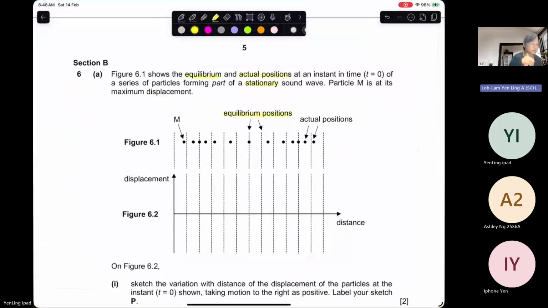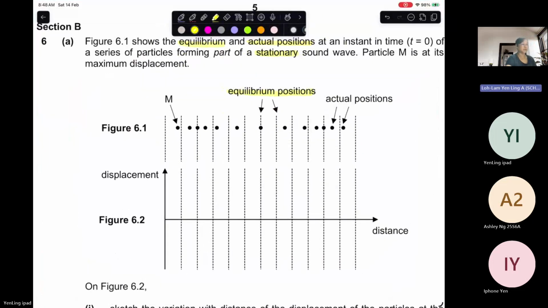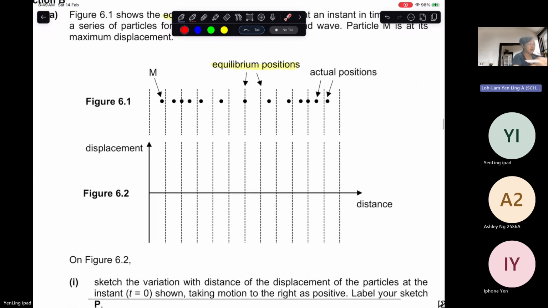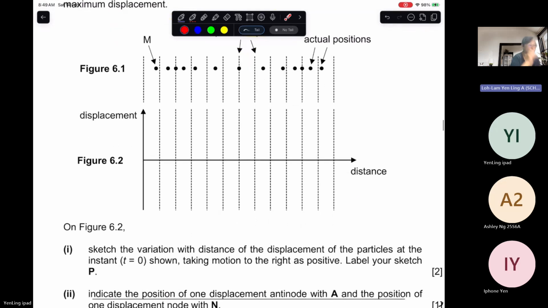So the first thing we want to do is, at this instant of time, interpret this. What we have is the equilibrium position. Let me take out my laser pointer for a short while. You can see this original dot here is supposed to be from here and has moved in this direction. Then it's easier to start drawing the displacement distance graph from the dots which are still at their equilibrium position. So I'm going to start off with this.